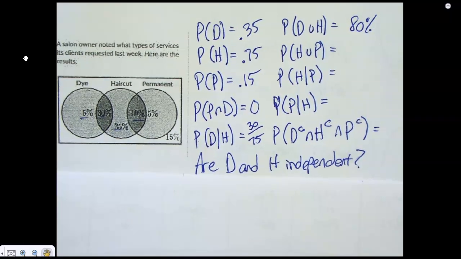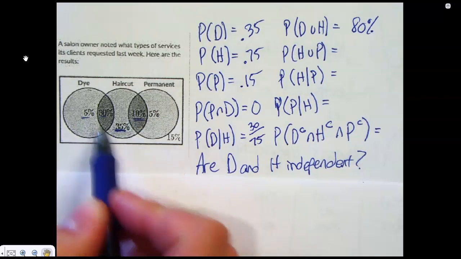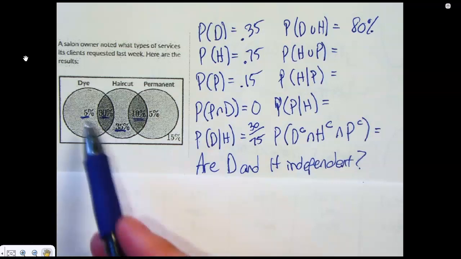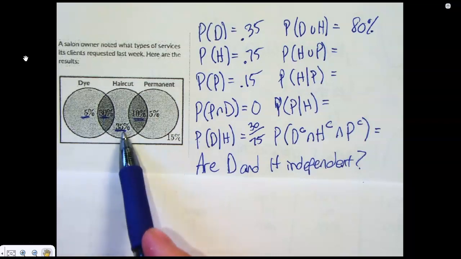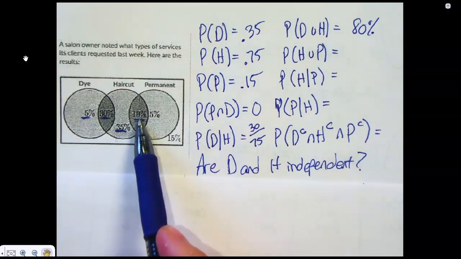I just looked at the numbers and said, what equals 45. I looked at the haircut and said, what equals 0.7. I was off like 35. How did I get 80? I just added up anything in the dye or haircut circle. So 10, 35, 30, and 5. 5 plus 30 is 35. 35 plus 35 is 70. 70 plus 10, 80. So you got an extra something somewhere.